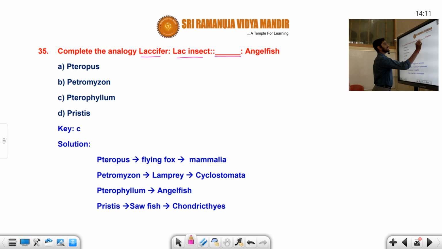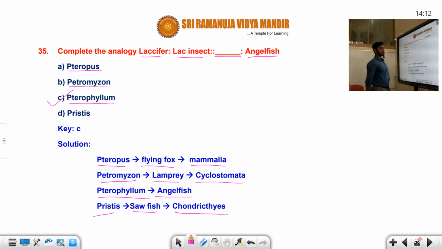You can see Pteropus is known as the flying fox. It belongs to class Mammalia. And Petromyzon is also known as the lamprey. It belongs to class Cyclostomata. Pterophyllum is an angelfish, right. And Pteris is a sea fish. It belongs to Chondrichthyes.